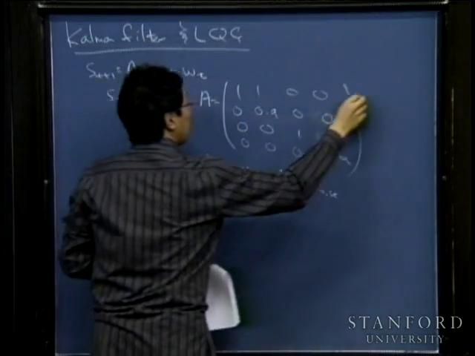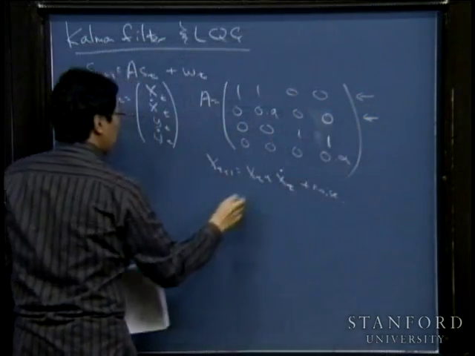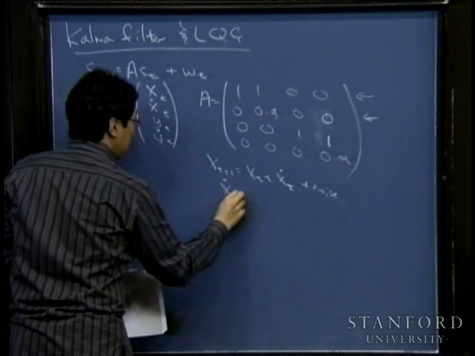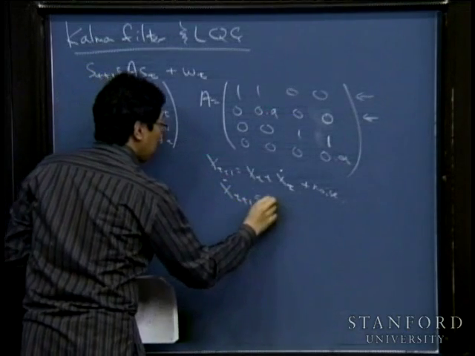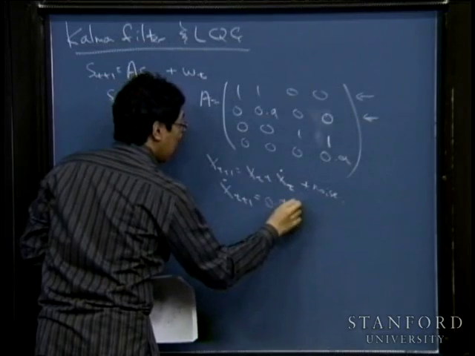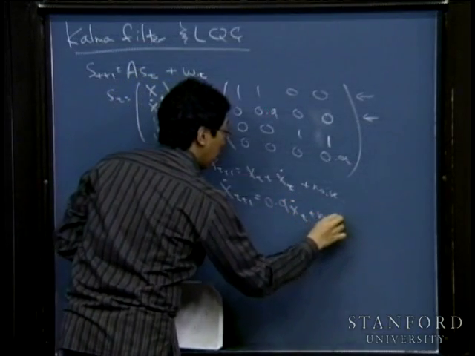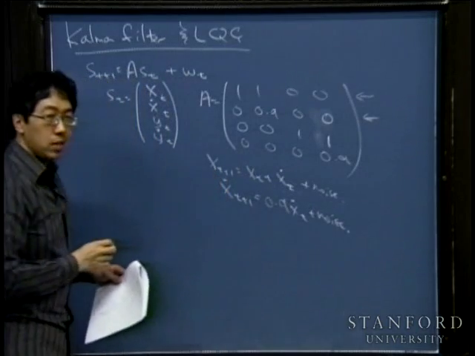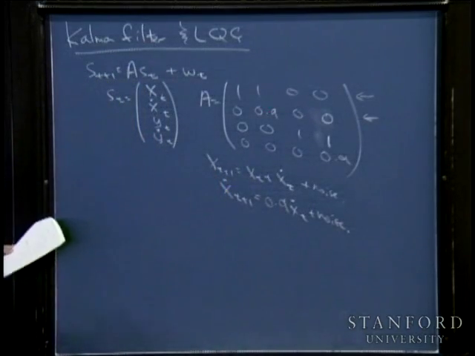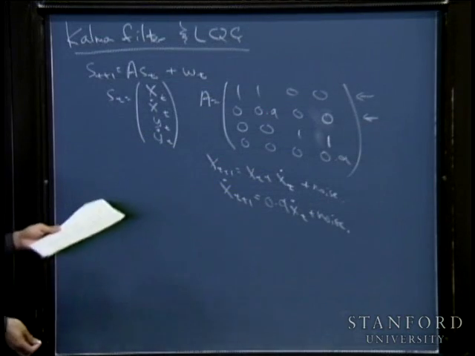And so that's this first equation. The second equation says that x dot t+1 equals 0.9 times x dot t plus noise. Okay, so this is an amazingly simplified model of what a flying vehicle may look like.